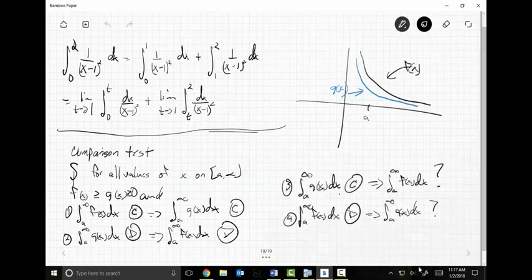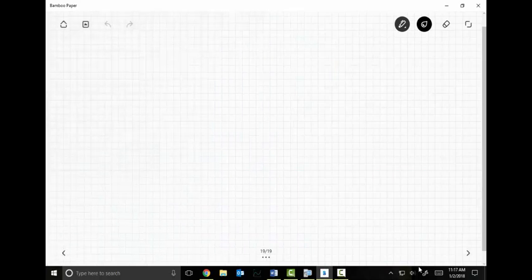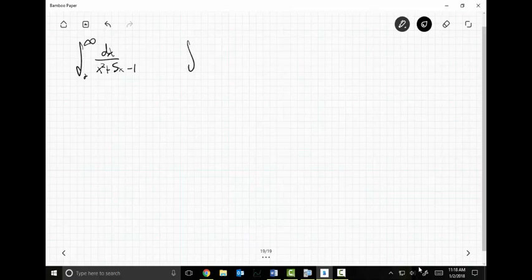All right, now let me give you one example of this, because this is really important and I want you to see it written out. I'm going to take the integral from 2 to infinity of dx over x squared plus 5x minus 1. Now, it smells a little bit like the integral of 1 over x squared dx from 2 to infinity, doesn't it? Which we know converges. Why does it converge? Because p is greater than 1, or because p equals 2. Either one suffices because it's a p integral.